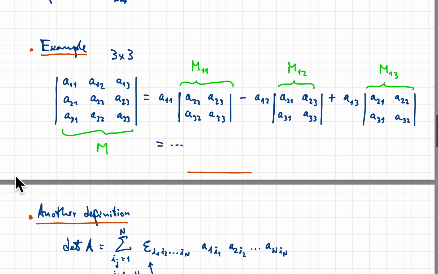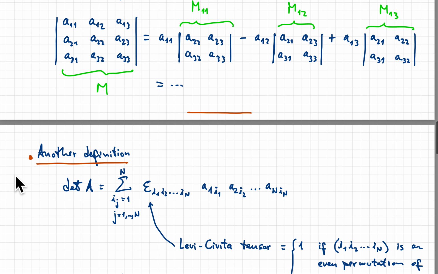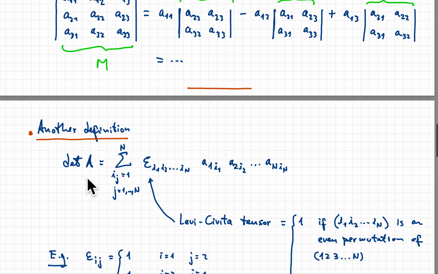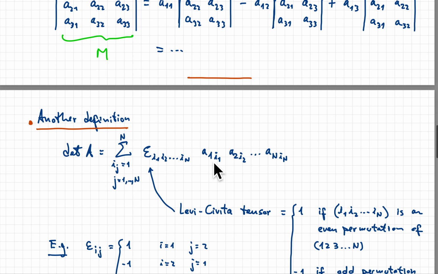Another definition that is very common and used a lot in physics and in field theory is that the determinant of A is the sum over these indices I1 through In from 1 to n of epsilon I sub 1, I sub 2, all the way to I sub n. This is called the Levi-Civita tensor. I'll tell you about that in a second. It is multiplied by this product of the elements of A. So the element A1, I1, A2, I2, all the way through An, In. So this is an element of the first row, this is an element of the second row, and this is an element of the nth row.